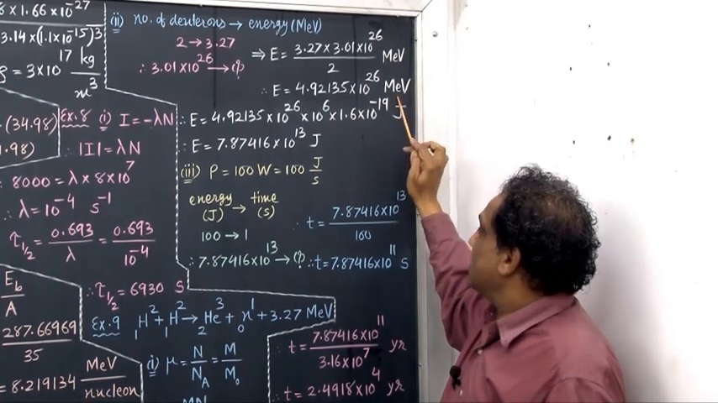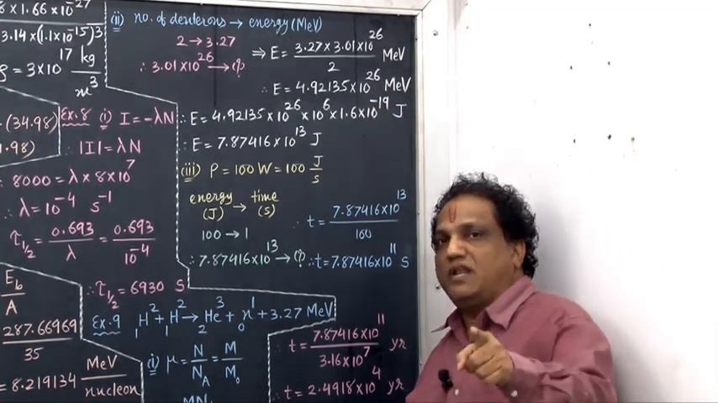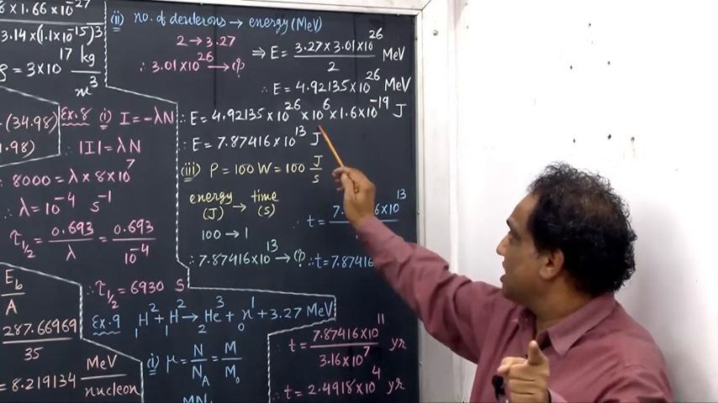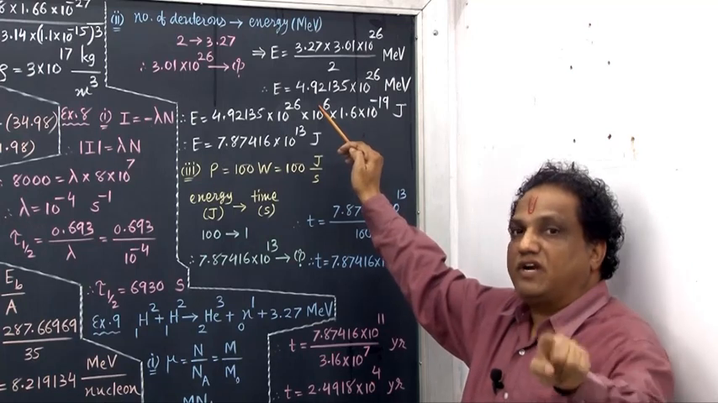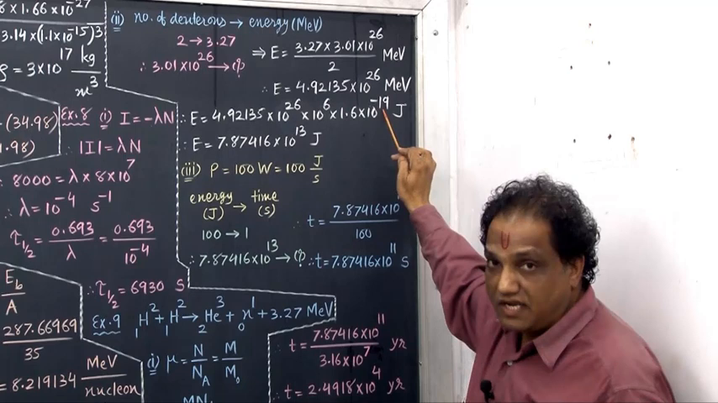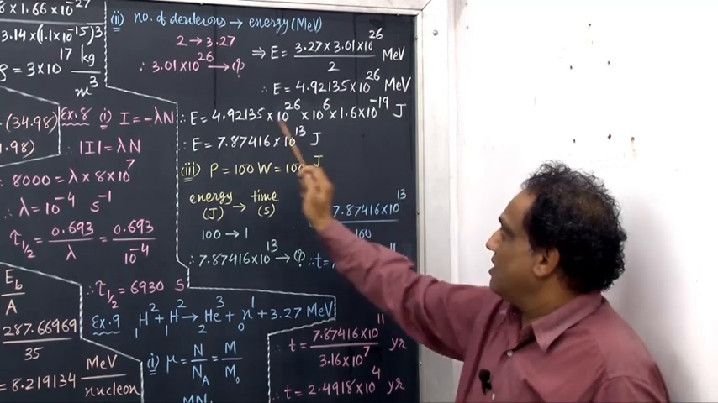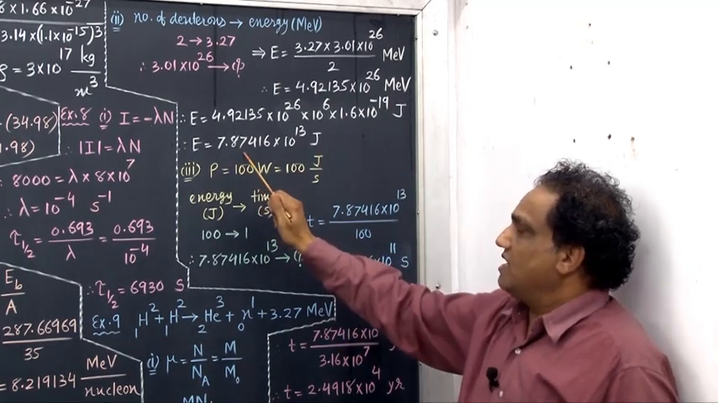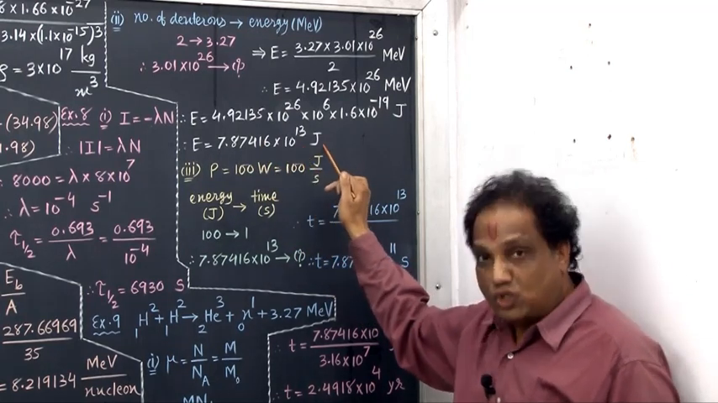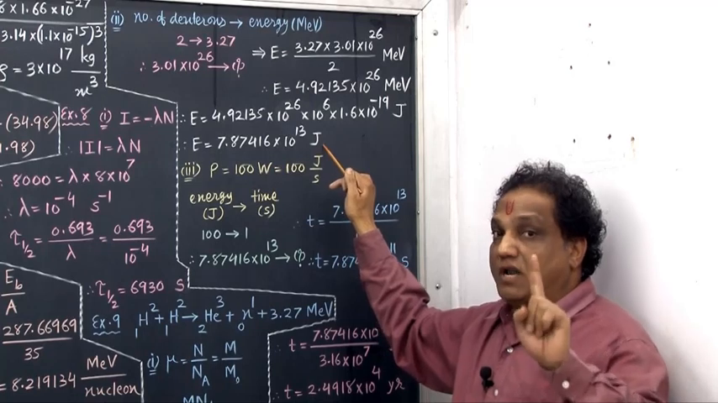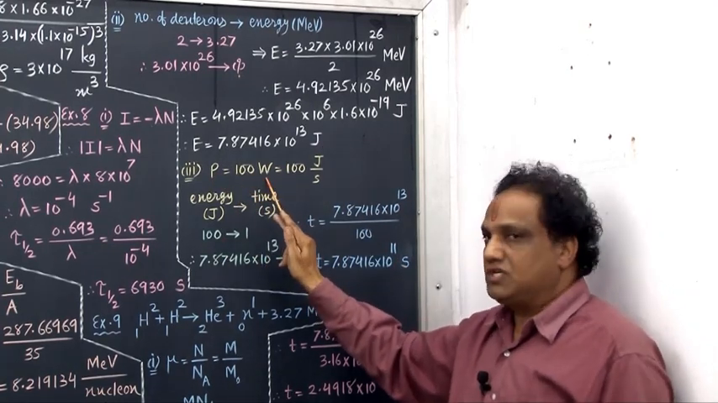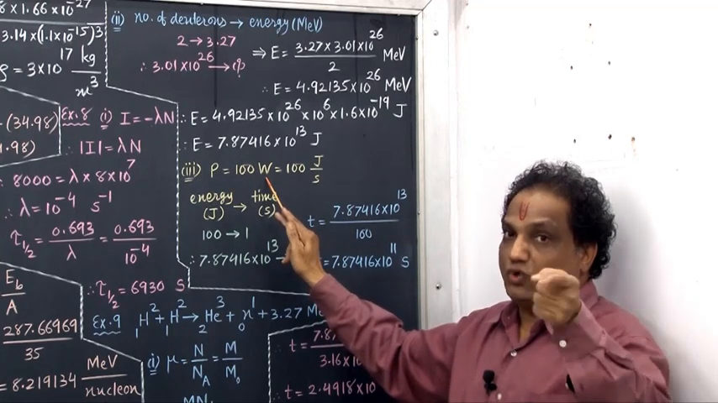Wait, convert this energy into joule. Million electron volt you must convert first of all into electron volt, multiply by 10 raised to 6. And again you convert electron volt into joule, multiply by 1.6 into 10 raised to minus 19. And now this multiplication comes out to be 7.87416 into 10 raised to 13 joule. Wait, now one bulb is given to you having electrical power 100 watt. What is watt? Watt is nothing but joule per second.